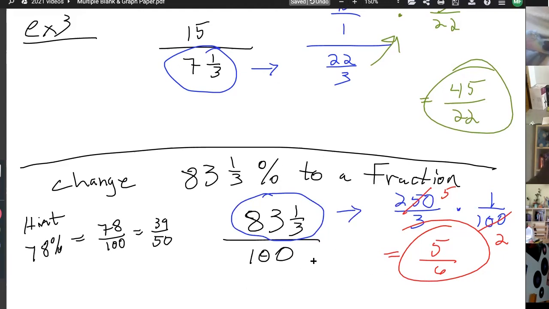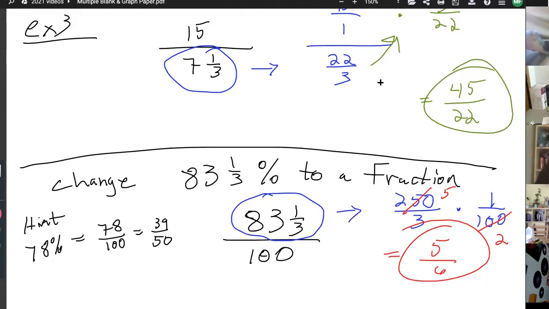So this just became the same kind of problem we were doing before. You just got a mixed number over a fraction. Technically, that's a complex fraction. So just divide it, copy dot flop, and you're good. All right, any questions on that lesson?